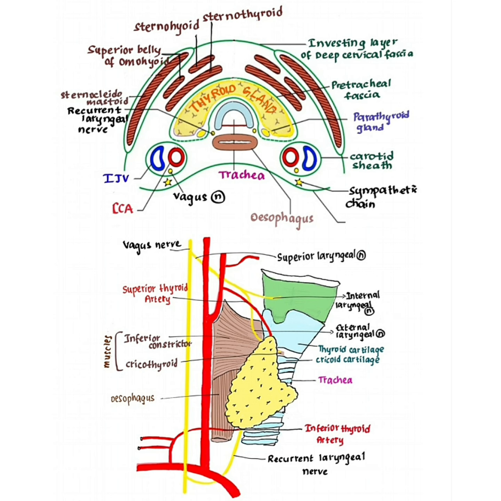Posterolateral surface, it is related to carotid sheath and its contents. You can see carotid sheath here and its contents. Carotid sheath contains common carotid artery, internal jugular vein and vagus nerve. Posterolateral surface is related to carotid sheath and its contents.